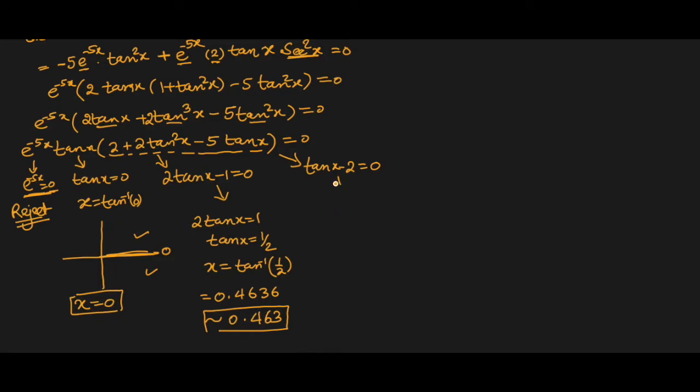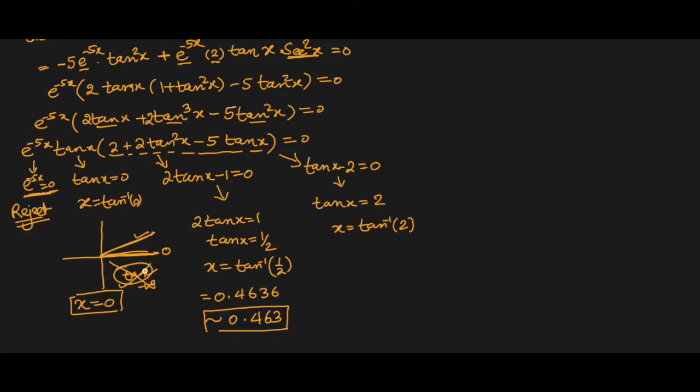Let's look at this one. Tan x is equal to 2, x equal to tan inverse 2. So let's put tan inverse 2 in the calculator. Again, both the answers will be in this one quadrant only, because in this quadrant tan is negative, so no answer in this quadrant.